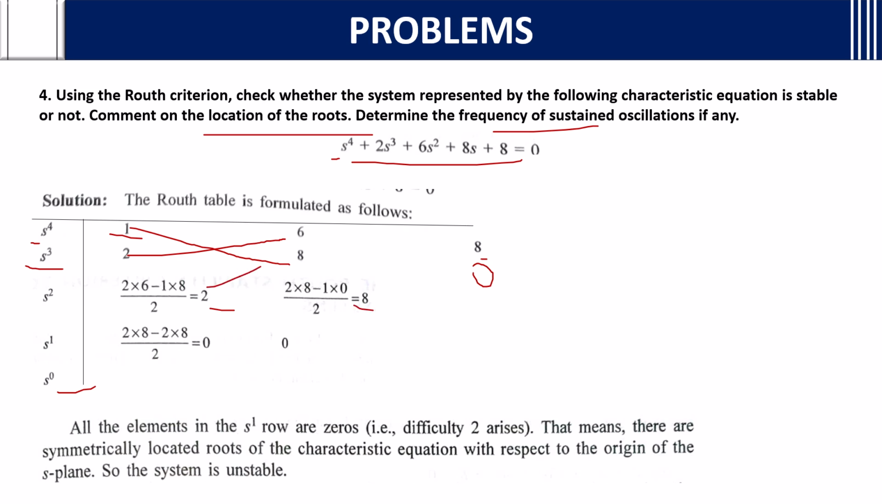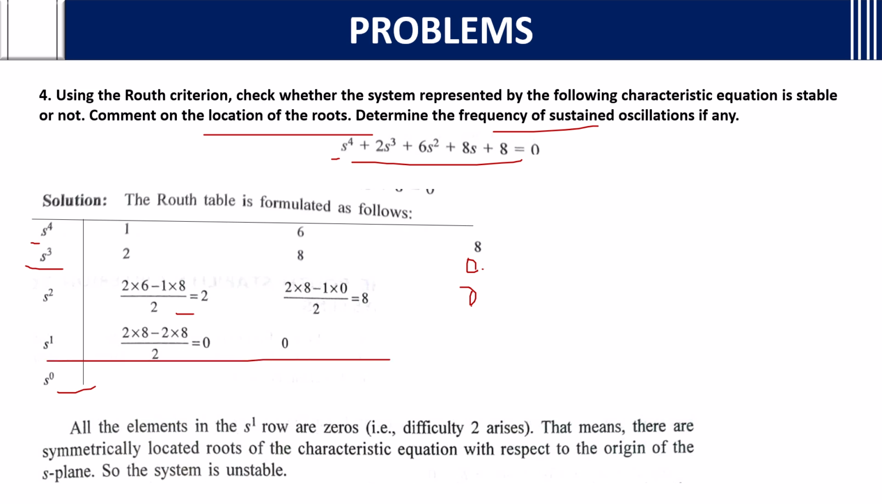Then if you see 2 into 8 minus 2 into 8 by 2, you will get 0 as the answer. And the next one anyway will be 0. Why? Because there are no values present here, as this is 0 and this is also 0. So the whole row is 0, 0 and 0, which should not be the case. If all are zeros, then the system is anyway unstable.